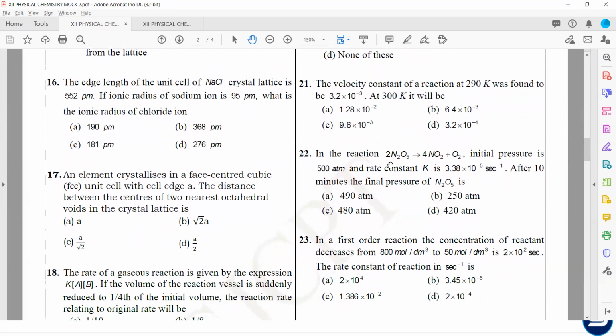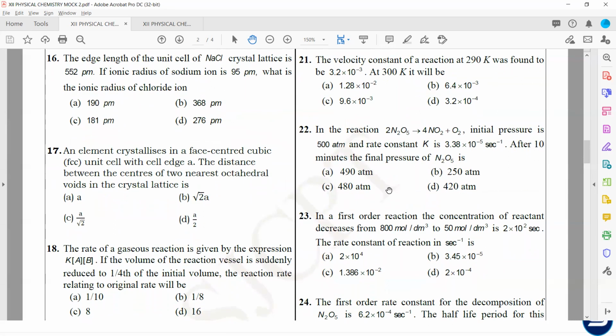Next, the velocity constant of a reaction at 290 Kelvin was found to be 3.2 into 10 power minus 3. At 300 Kelvin, it will be double. Because as a rule, if the temperature increases by 10 degrees Celsius or 10 Kelvin, the rate constant is almost found to be doubled. So 6.4 would be the answer.